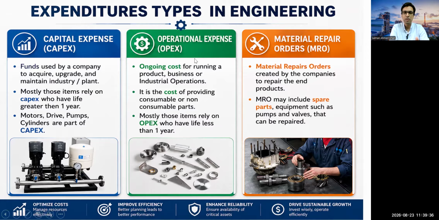Now, if I talk about the OPEX category, OPEX is basically the ongoing cost for running a product, business, or industrial operation. Basically, it is the cost of providing consumable or non-consumable parts. Mostly those items which have a life of less than 1 year come in the OPEX category. I have presented a picture here of different spares like shafts, seals, and bearings. It could be consumables related to raw material. It could be related to daily expenses, administration expenses, logistical expenses. So these are the operational expenditures.